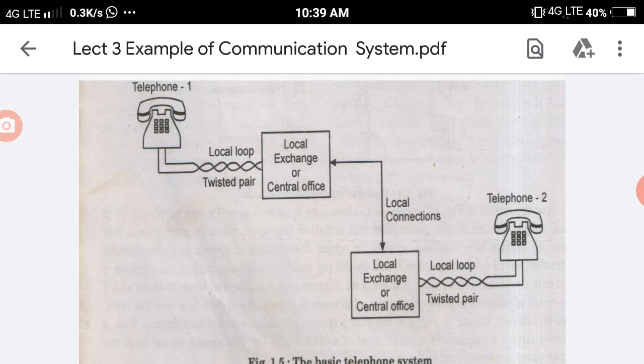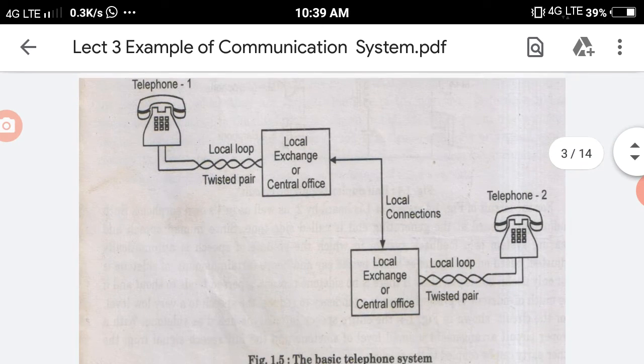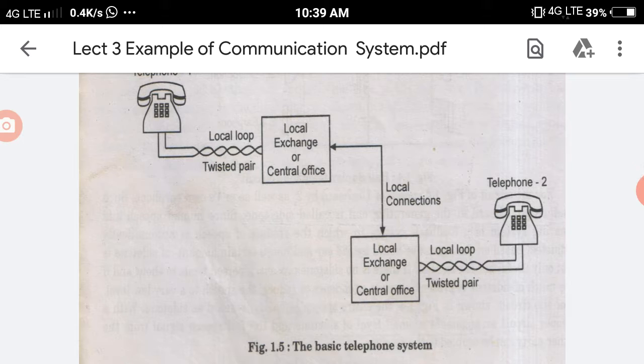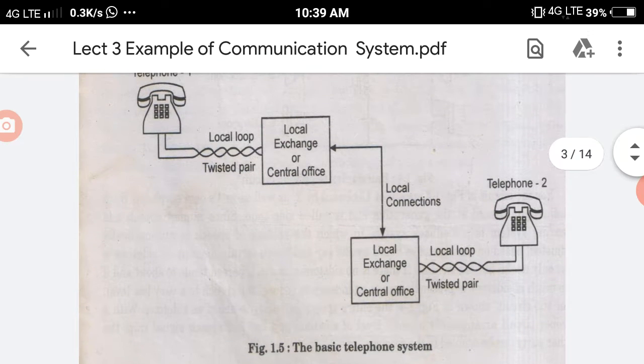The second exchange office acts as a receiver or demodulator here. So it converts the information back to a user understandable format, which is given to telephone second. So telephone one is a source. Local exchange office first is a transmitter. Local exchange office second is a receiver. Telephone 2 is the destination. So this system is equivalent to our communication system block diagram.